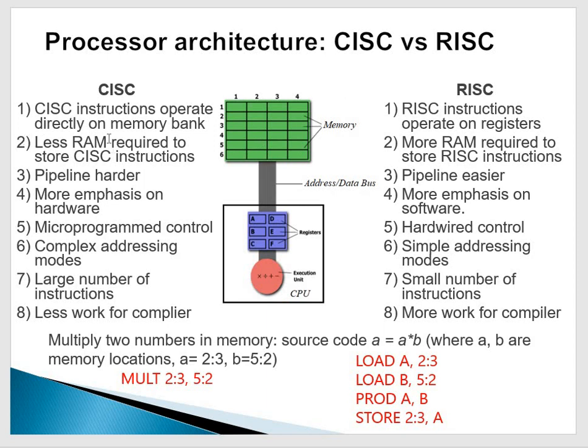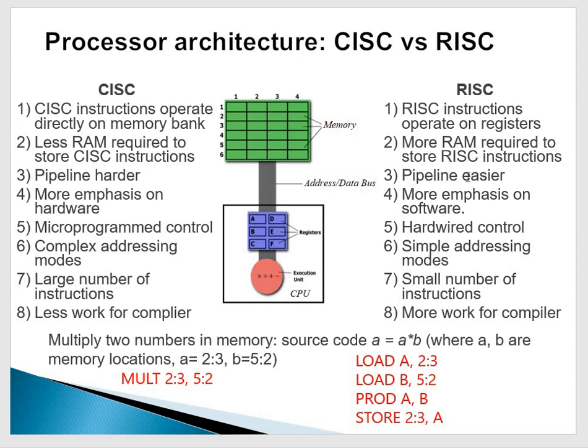So the second point is that less RAM is required in case of CISC instructions, as only one instruction is required. So it will take less space. On the other hand, the RISC processor requires 4 instructions. Naturally, the memory space required to store the program is 4 times more for this particular program. So that is why it requires more space.